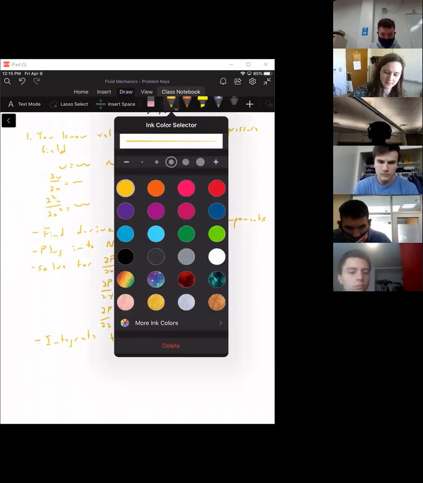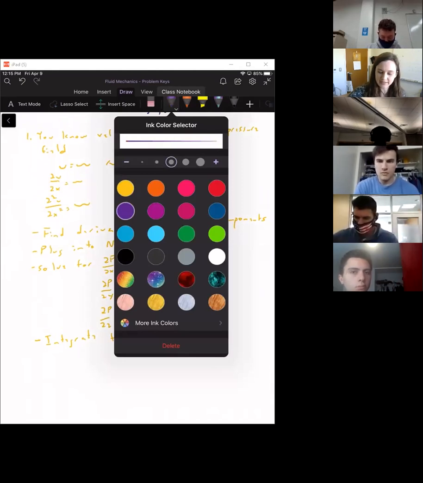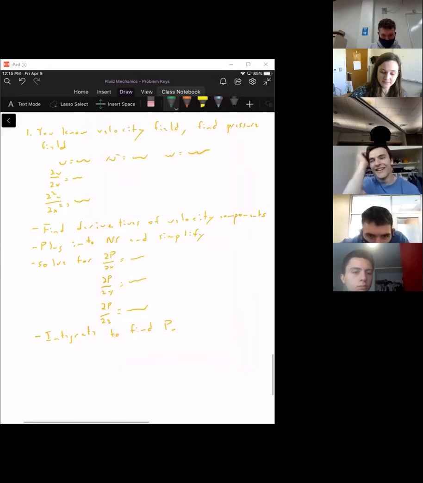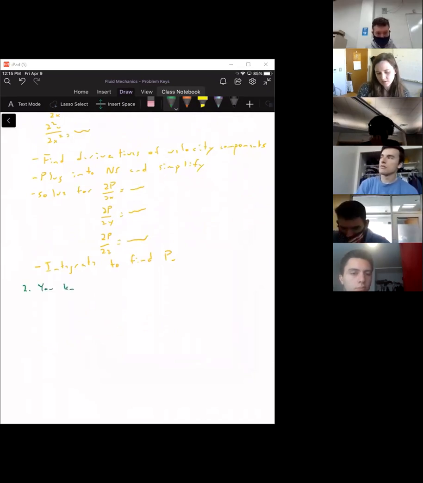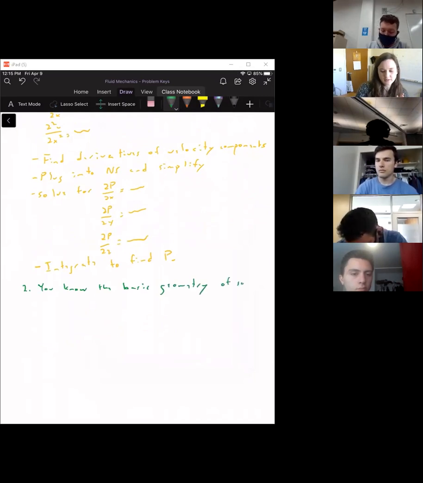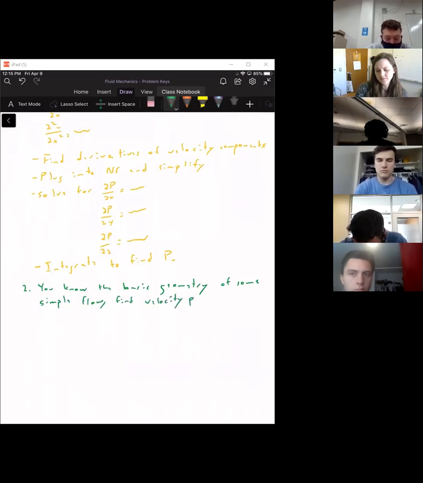And then the second kind of problem we talked about, which is probably the kind that is disturbing you the most as you think about it and anticipate it, is you know the basic geometry of some simple flow, find the velocity profile and sometimes pressure.